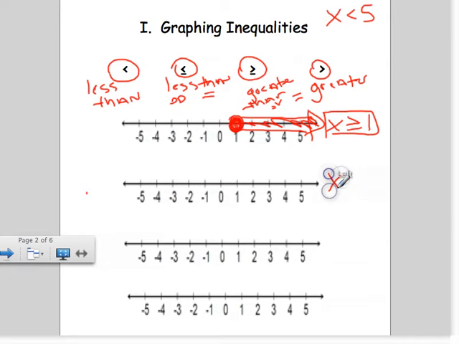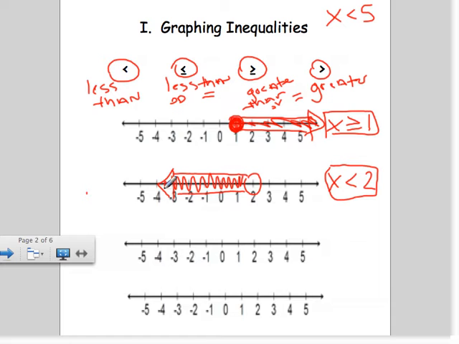Another example, if I have x is less than 2, if I want to graph that, I'll put a circle at 2. But it can't equal 2, so I'm not going to shade in 2. It can only be values that are less than 2. And so it can be any of these values, but it cannot be 2. So that's how you would graph x is less than 2.